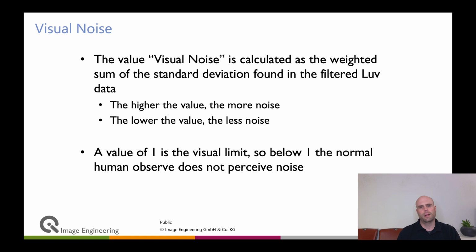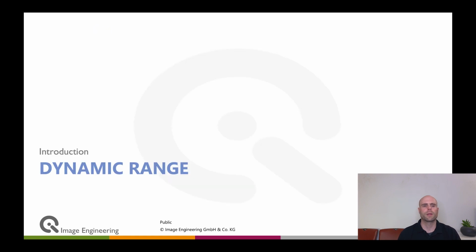By design, we can say that a visual noise value of 1 is about the perceptual limit. So at 1 and below, an untrained, normal human observer will not see any noise. And the higher the number, the more noise you get. In the range of a visual noise of 3 or 4, you already have very significant noise. If it's 6, 7 or more, you have really heavy noise. That's just to give you an idea of the range.